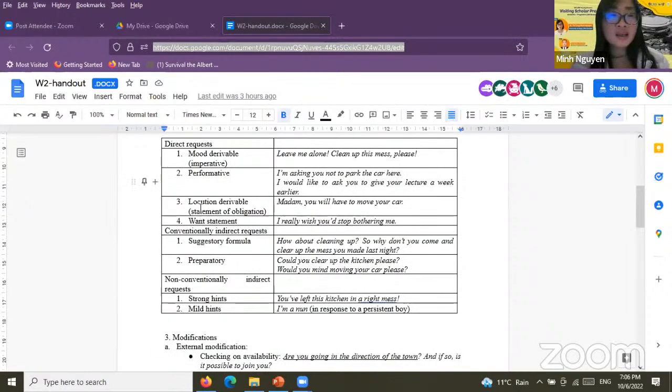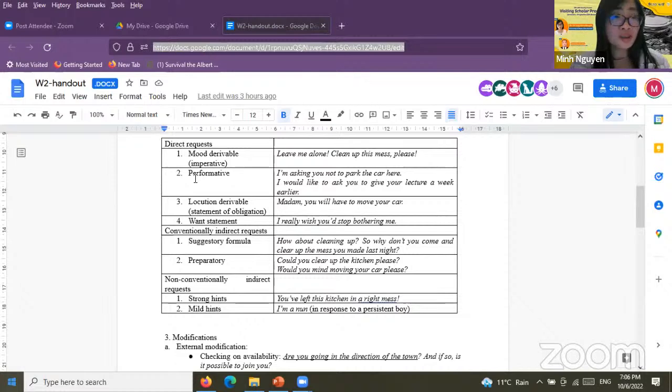In terms of directness, we have 3 kinds of directness, as I said. Direct request versus conventionally indirect request versus non-conventionally indirect request. So under direct request, we have what we call mood derivable. It is a very abstract linguistic term, but basically it is an imperative request. So you produce a request using imperative forms, for example, "leave me alone," or "clean this up, please," "shut the door," "open the door," "keep the door open." So those are called imperative requests, and they are the most direct kinds of requests. They top the rank in terms of directness.